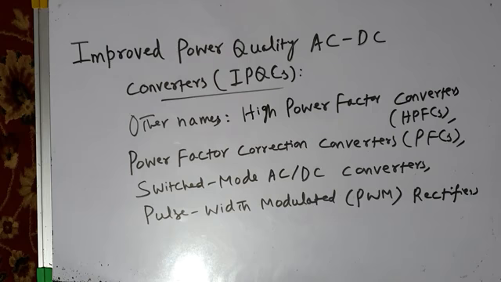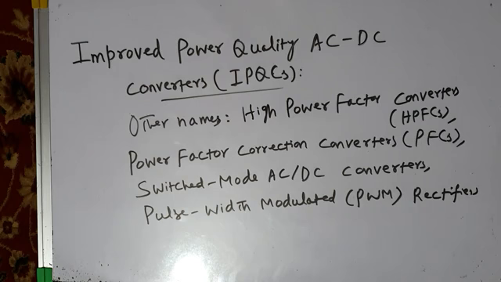But these improved power quality converters, or high power factor converters, or power factor correction converters, or switched mode AC to DC converters, or PWM converters, draw nearly sinusoidal current from the source. Not only that, the current is also in phase with the source voltage, making the power factor unity, which means that they do not draw any reactive power from the source.